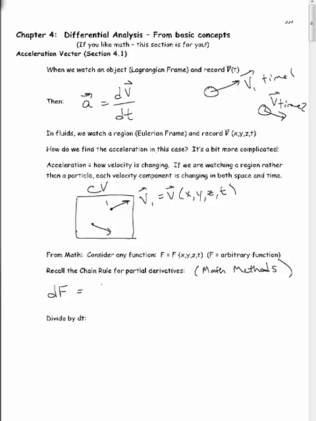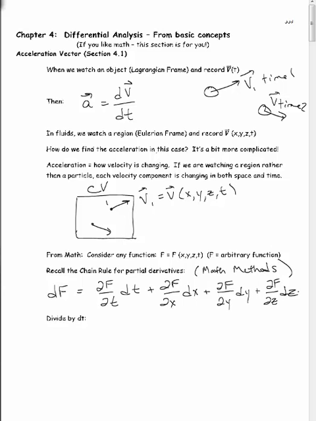What you're going to get is, well, df is the partial derivative of f with respect to time times dt plus the partial with respect to x. You're going to go through all the variables. dx plus the partial with respect to y, dy plus the partial with respect to z, dz. Okay, that's the chain rule for partial derivatives.